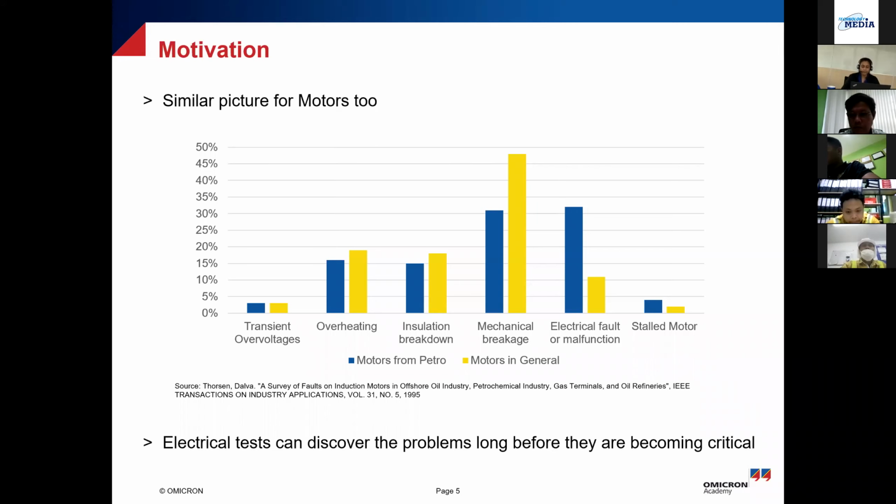What you can see from here is that electrical tests can discover problems. It's not magic, so it's not going to tell you before the problem has arisen, but it will tell you in a very initial condition if you know what to look for. So it can discover these problems before they become extremely critical.